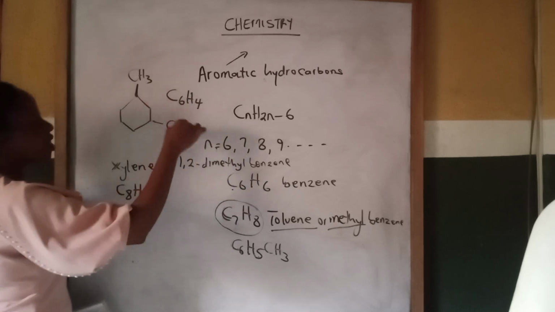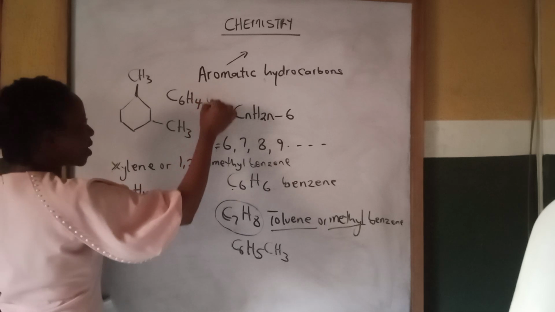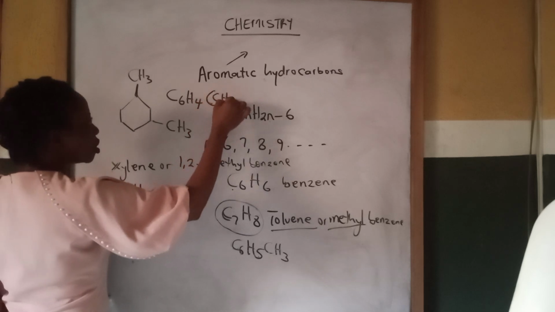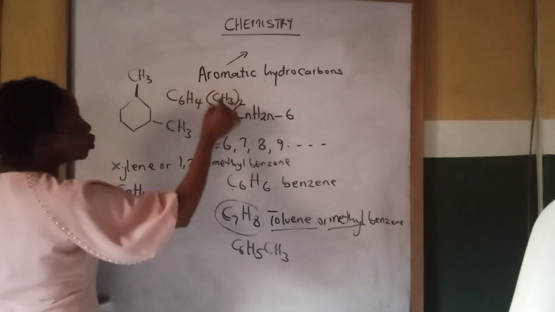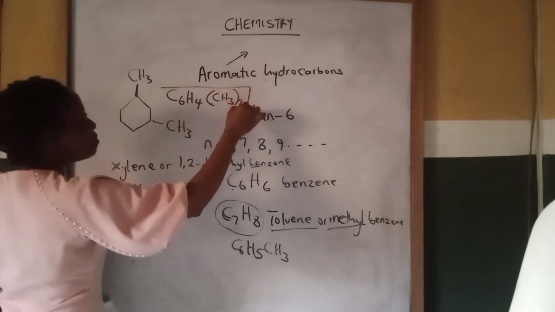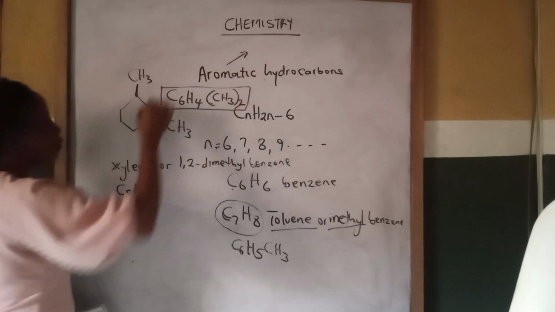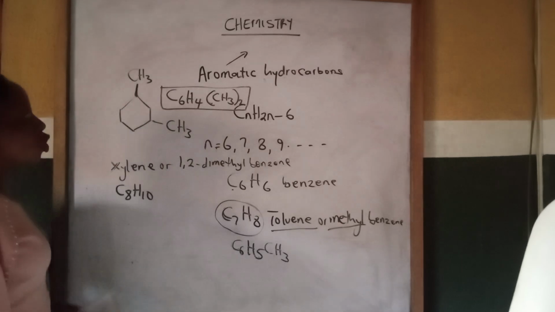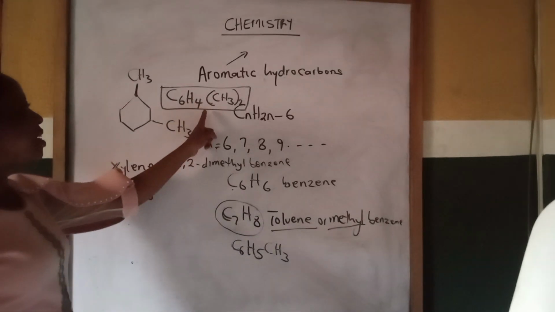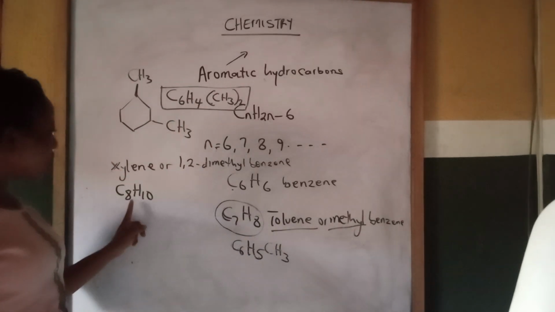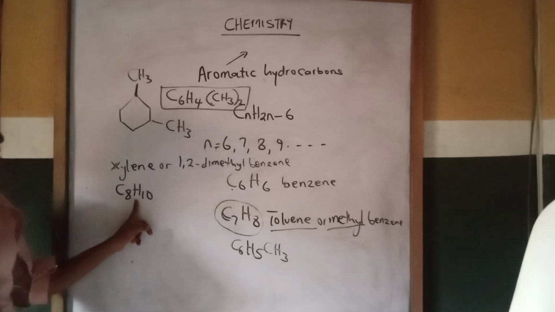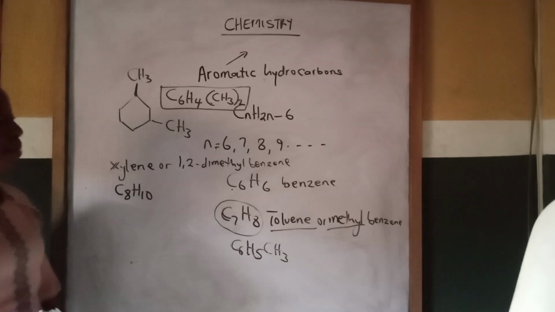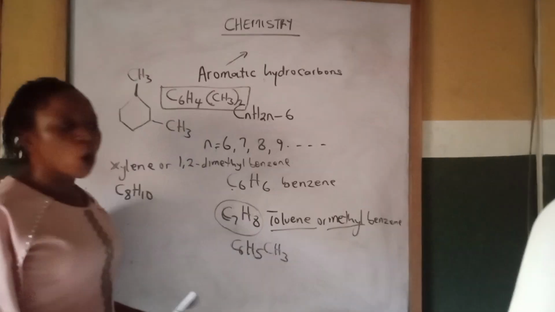Then put this CH3 in brackets, CH3 in bracket 2. So you can write the molecular formula for what? For xylene or 1,2-dimethylbenzene in this way. This is the molecular formula, either in this way or you write it in this way. This is the molecular formula for what? Xylene or 1,2-dimethylbenzene.